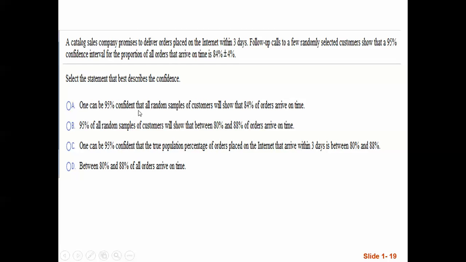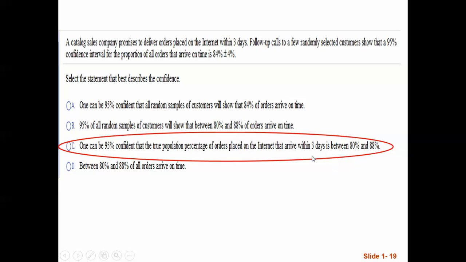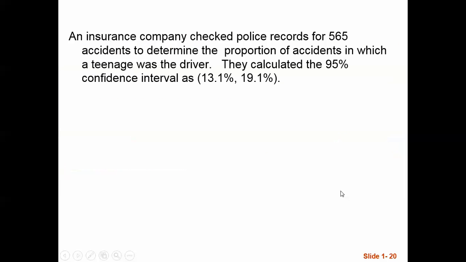One can be 95% confident that all random samples of customers. That's not a correct interpretation. This one's talking about the samples, the 95%, rather than confidence. This one says one can be 95% confident that the true population percentage of orders placed on the internet that arrive within 3 days is between 80 and 88. That sounds really good. This one says between 80 and 88% of all orders arrive on time. It's not talking anything here about confidence. So the correct answer for this one would be the third choice.